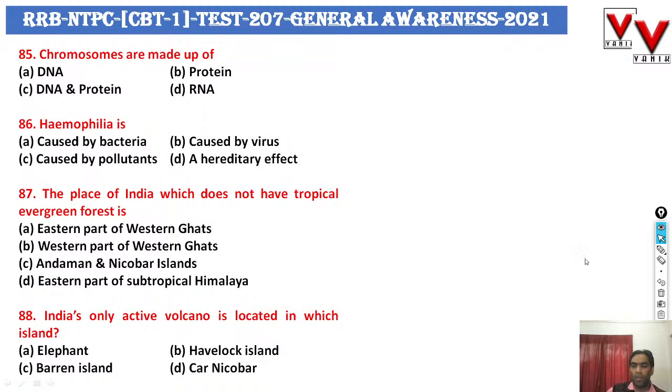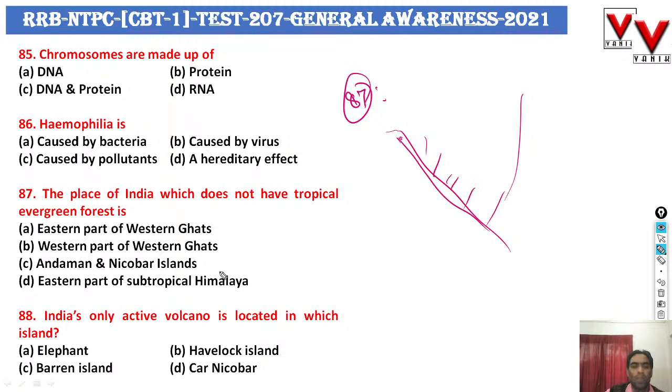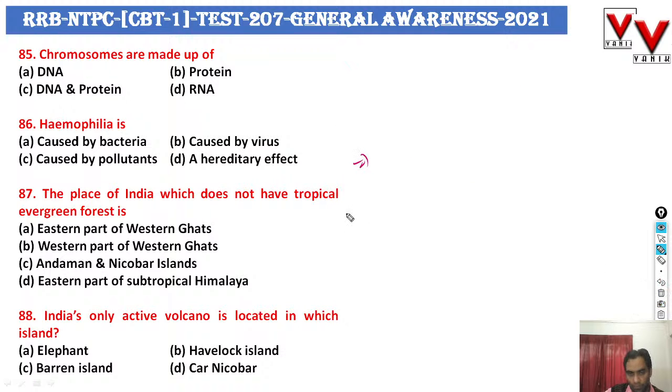Now we are going to focus on the 87th question, which talks about the place in India which does not have tropical evergreen forest. Tropical evergreen forest requires high temperature and high rainfall, which occurs in the western part of the Western Ghat. The eastern part of the Western Ghat, where the Eastern Ghat and Western Ghat meet, does not have it.